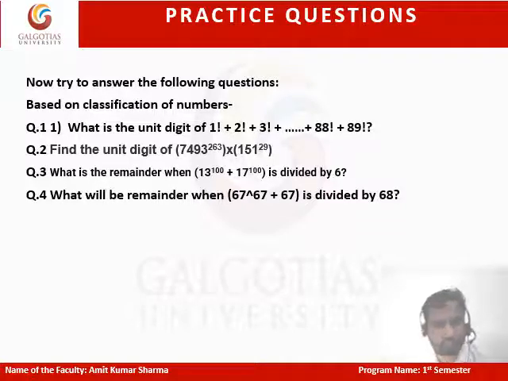First one is find the unit digit of 1 factorial, 2 factorial, 3 factorial, and so on till 89 factorial. Second one is unit digit, which I'm sure you can find out. First one is a slightly different question. Just try it, and if you are not able to find out, we'll discuss in the next class. Third one is a question of remainder: 13 raised to the power 100 plus 17 raised to the power 100 divided by 6. What is the remainder? And the fourth one is again a question from remainder. I'm sure you will be able to do these practice questions.